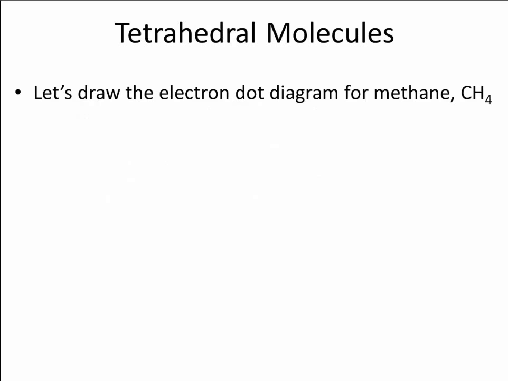Let's look at a few of the different shapes of molecules that the VSEPR theory predicts. Let's draw the electron dot diagram for methane, CH4. We have 1 carbon atom, and there are 1, 2, 3, 4 valence electrons for carbon. And hydrogen, as we've seen before, has 1 valence electron. In a molecule of methane, there are 4 hydrogen atoms.